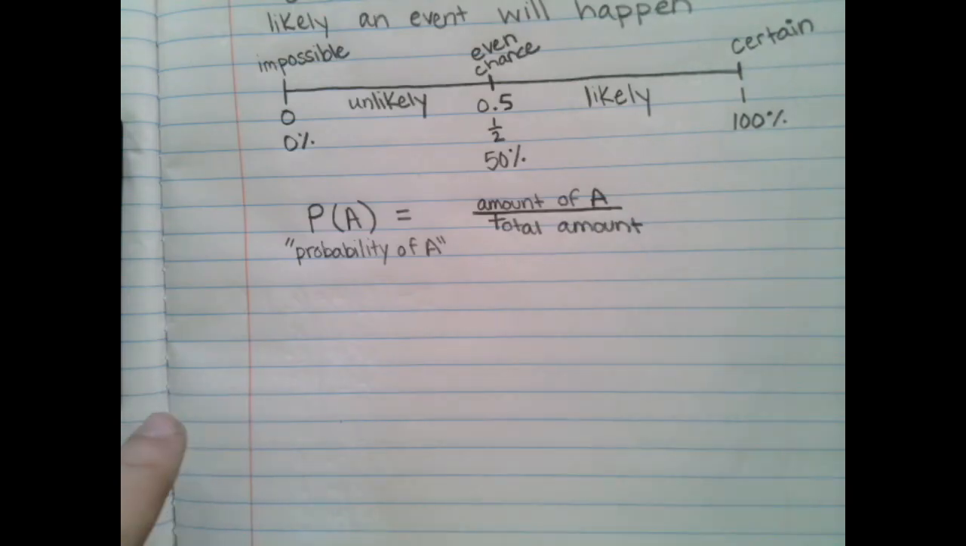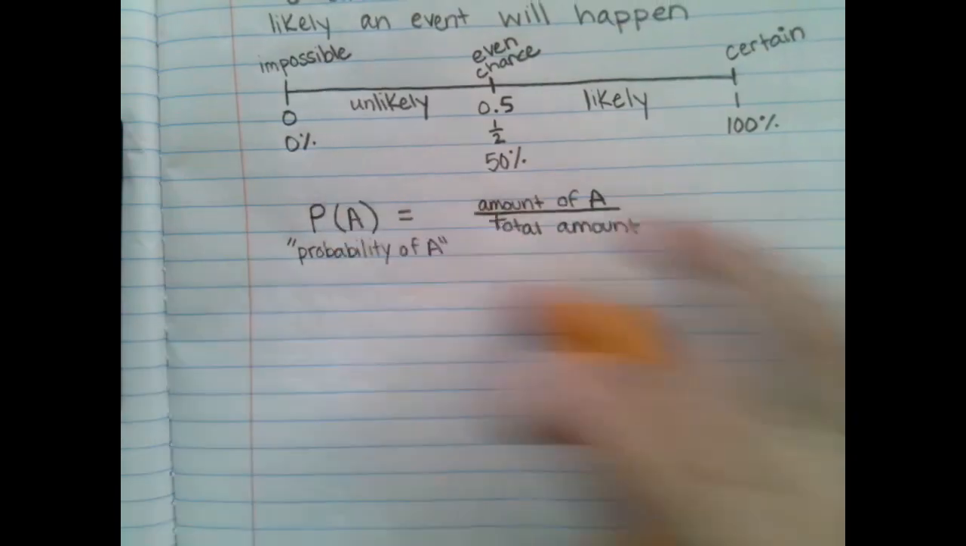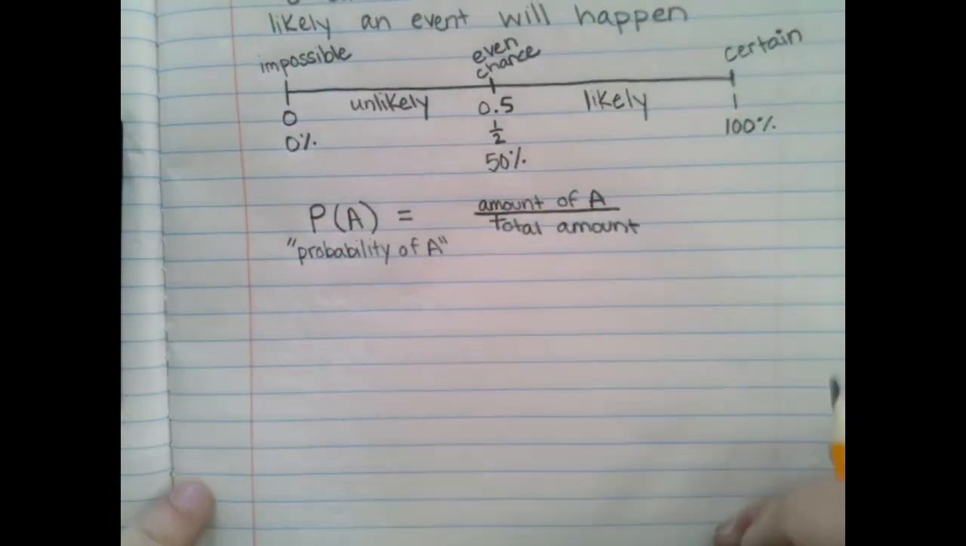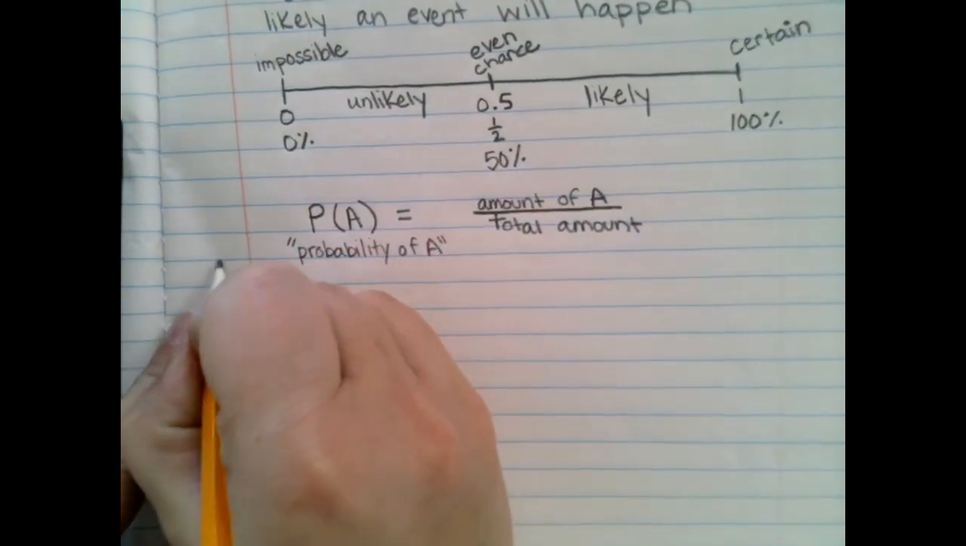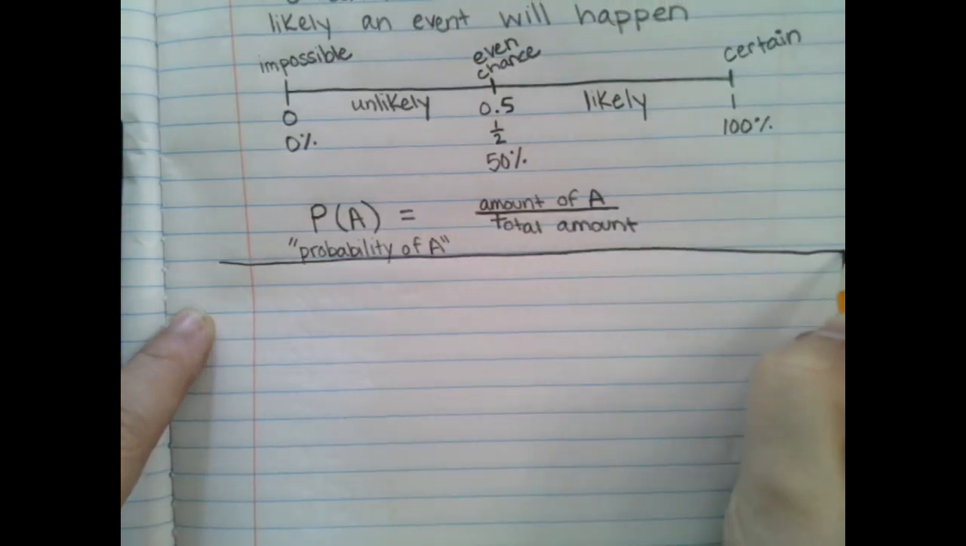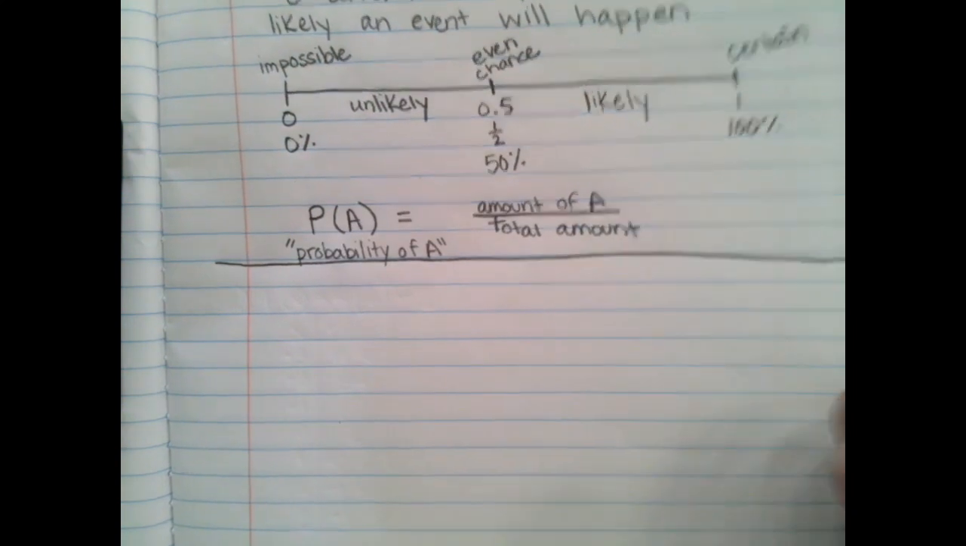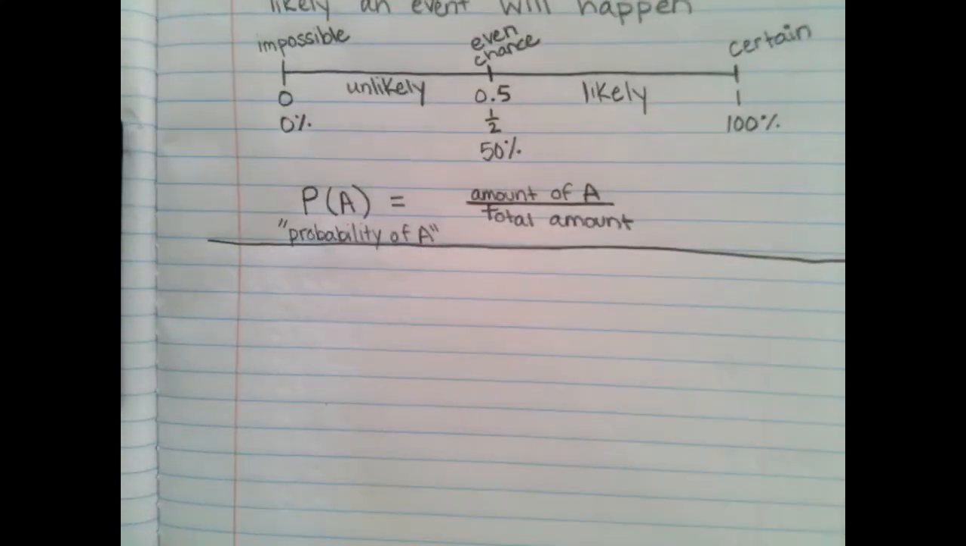Okay, so the amount of A over the total amount. All right, we're going to do an example here. You need about a third of your page left, so if you have about a third, you should be able to fit it. You need about 9 or 10 lines. If you don't have that amount, you might just need to go on to the next page.